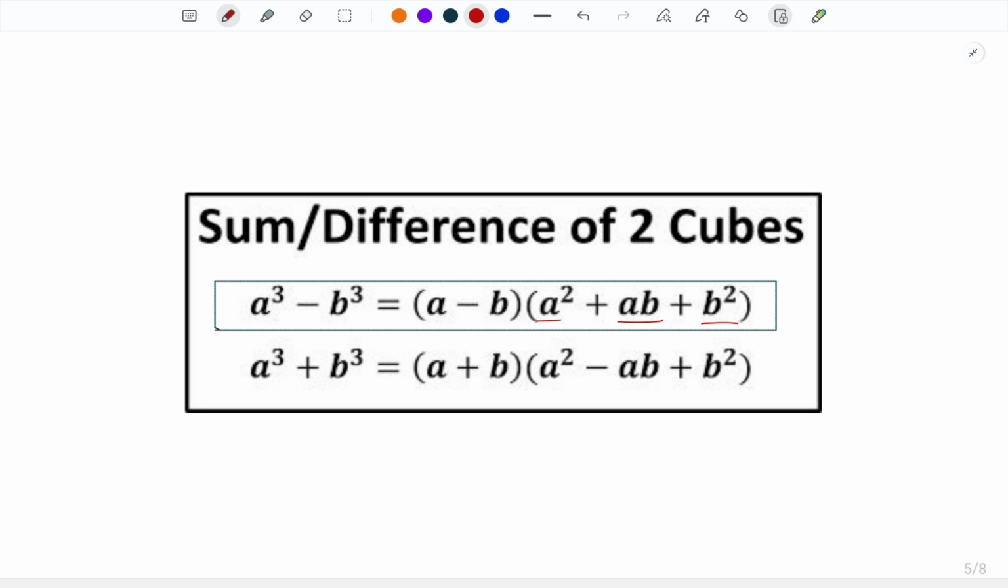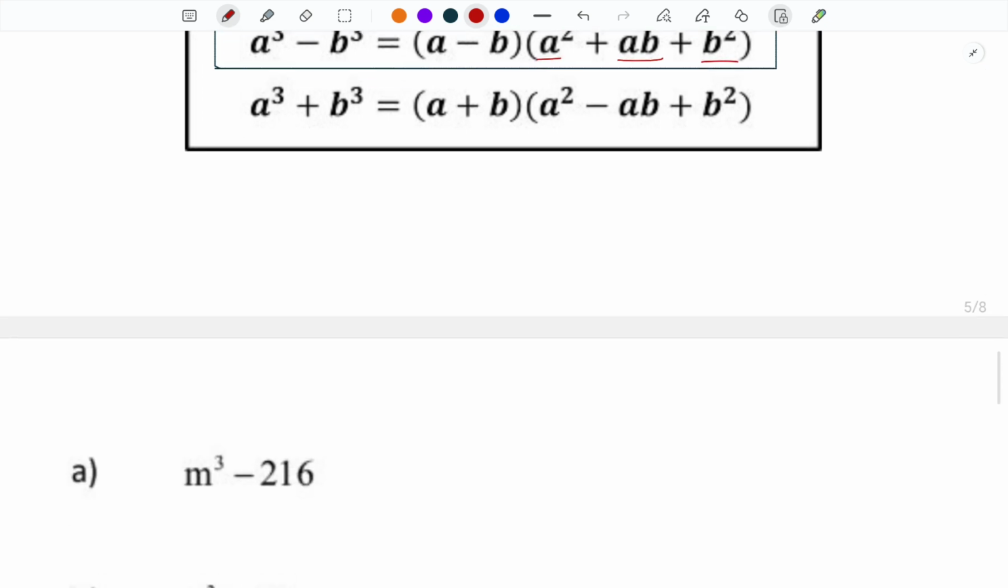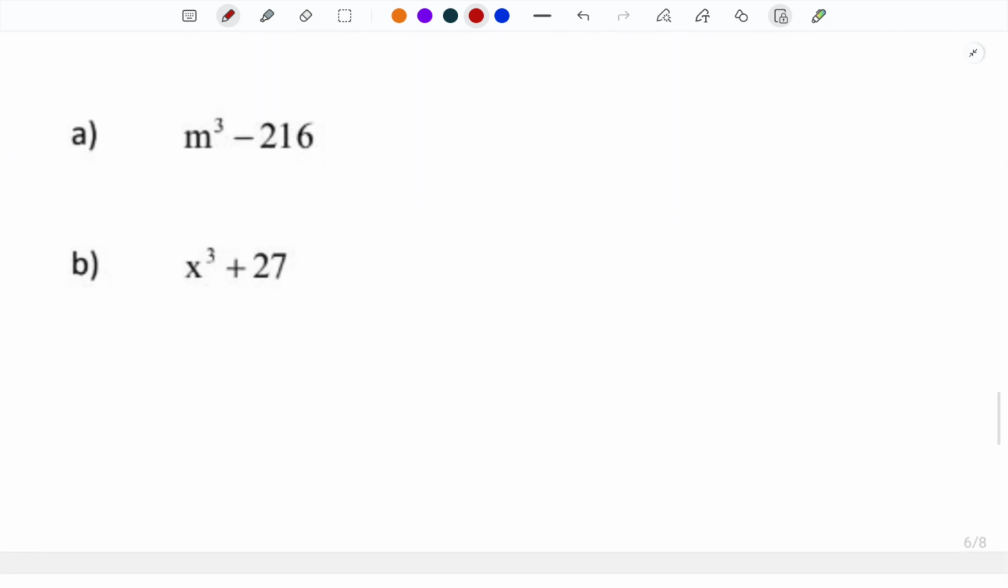And unlike with squares, where normally you don't have a sum of two squares, that's not factorable. But with cubes, you can actually factor a sum of two perfect cubes. It'll basically be very similar to the difference of two cubes, but with some signs flipped. Okay, so let's go through and actually apply that to a couple of questions here.